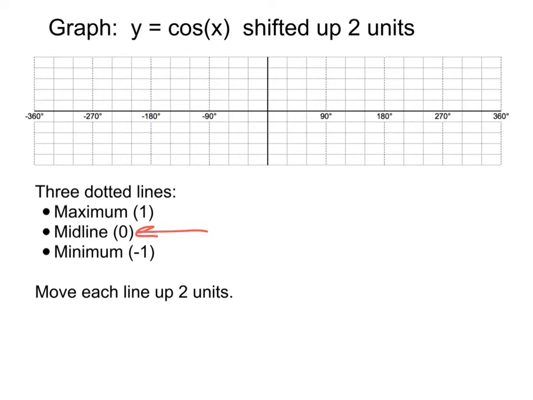Yeah, it's just at 2. And so I'm going to go on my graph up here, and I'm going to go to where y equals 2, and I'm going to draw a dotted line across there. You do need to make it dotted. A solid line means it's part of the graph. A dotted line means that we're just showing our work.